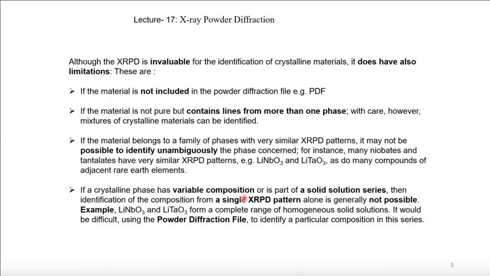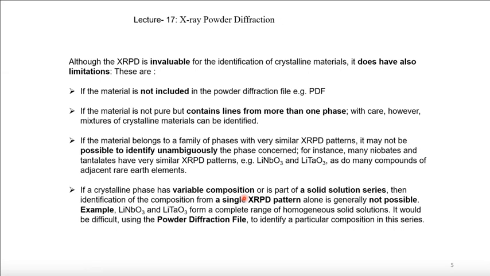Like every instrumental technique to characterize materials, every technique has some limitations, and as usual, X-ray powder diffraction, though it is a very invaluable technique, also has some limitations.